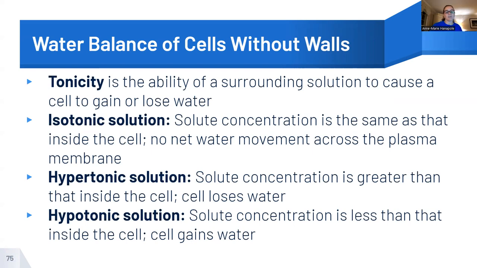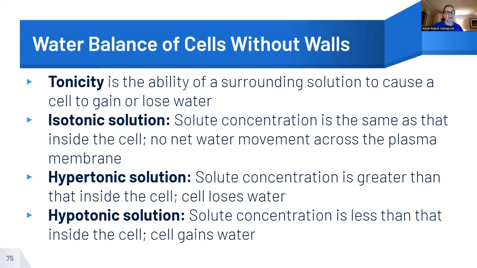So the easiest one to understand is an isotonic solution. That's when you have the same concentration inside the cell as you do outside. So then there's going to be no net water movement across the membrane, which means the water is going to be moving equally in and out of the cell. So you're going to have the same amount of water inside and outside.